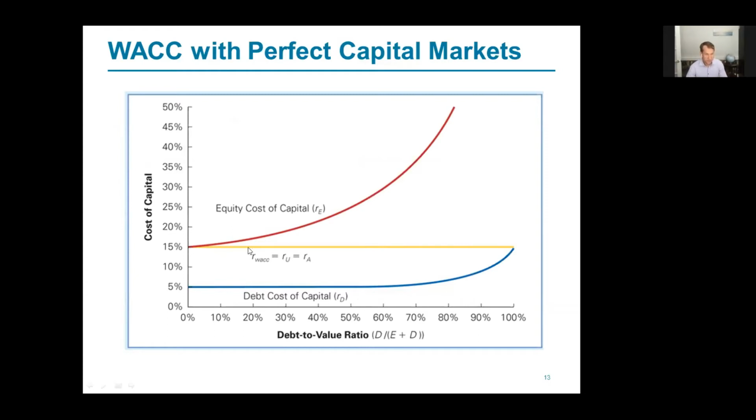So the interesting thing, and you've probably seen this from your corporate finance class, is that the yellow line is the weighted average cost of capital. So even though your cost of equity goes up as your company becomes more risky with more debt, because the weight of debt is higher and the debt is cheaper, the weighted average, the average of red and blue lines, the yellow line, is flat. And that's what we'll see in these other scenarios.